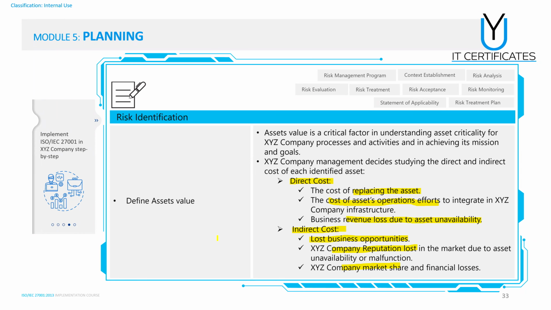And the asset value will be very important because it will define the criticality of this asset for the organization and for achieving its objectives and goals. And based on our needs, we have to provide the controls first for the critical assets. Then we'll go down until we reach the low priority assets.